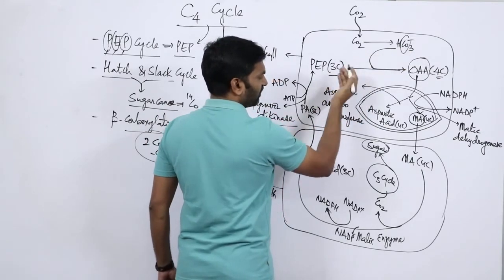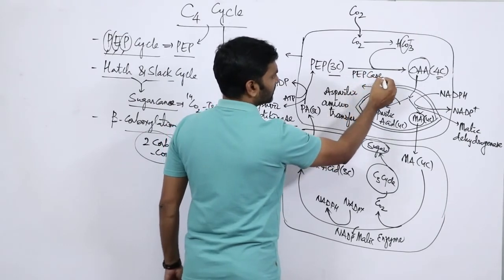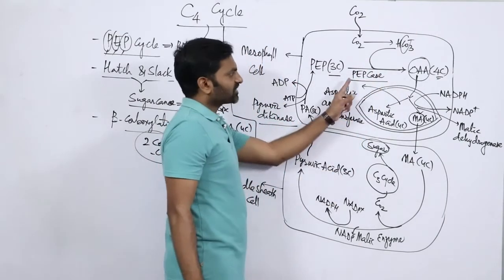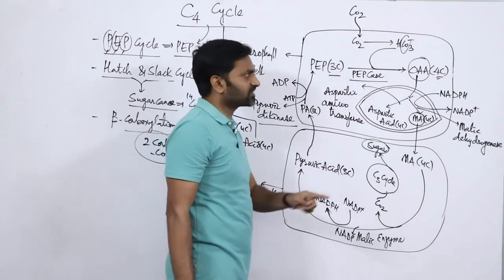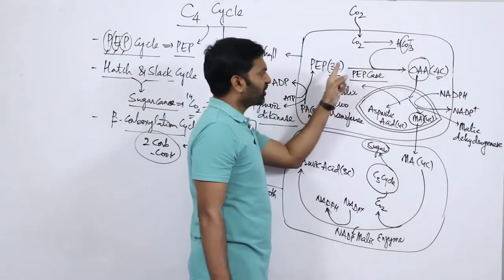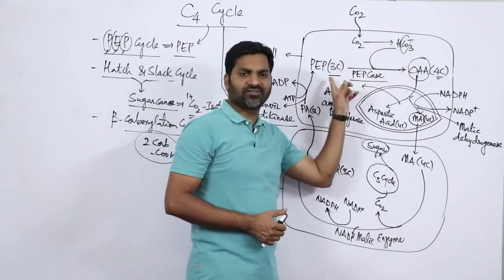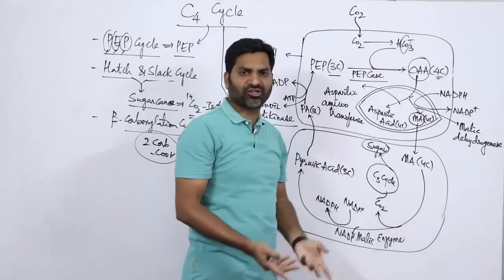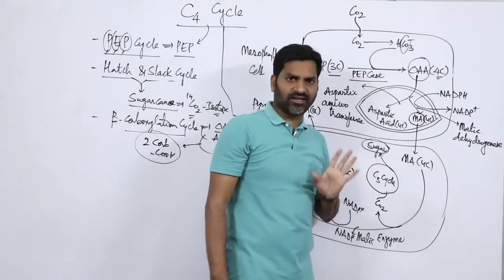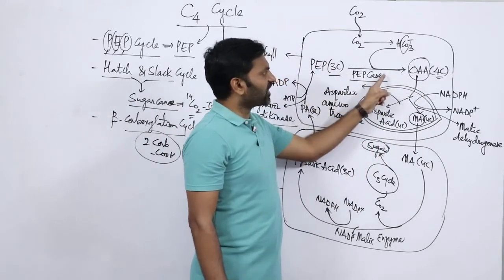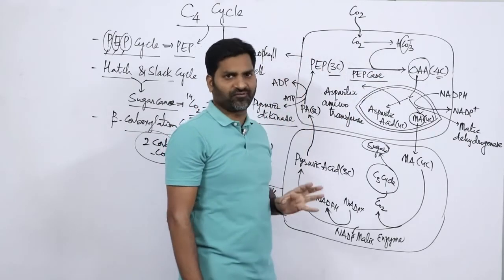bicarbonate and PEP is catalyzed by pepcase. The enzyme is pepcase, phosphoenol pyruvate carboxylase. Pepcase is an enzyme which catalyzes the combination of bicarbonate and phosphoenol pyruvate, means 1 carbon associates with a 3 carbon compound, hence there is a formation of a 4 carbon compound, that should be oxaloacetic acid. Clear? This entire reaction takes place in the cytoplasm of mesophyll cell. Remember, cytoplasm of mesophyll cell.